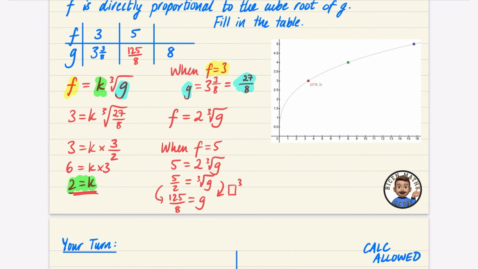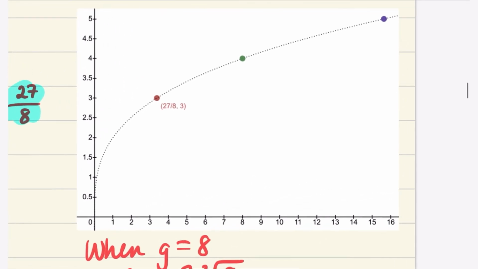And then our last one says that g is equal to 8. So when g is equal to 8, we're going to find out what f is. f is 2 multiplied by the cube root of 8. Now the cube root of 8 is 2, because 2 times 2 times 2 is 8. So f is just 2 times 2, which means that f is equal to 4, so I can fill that in on the table. Now you can see in the graph that we've got here, this is a slightly different kind of pattern.